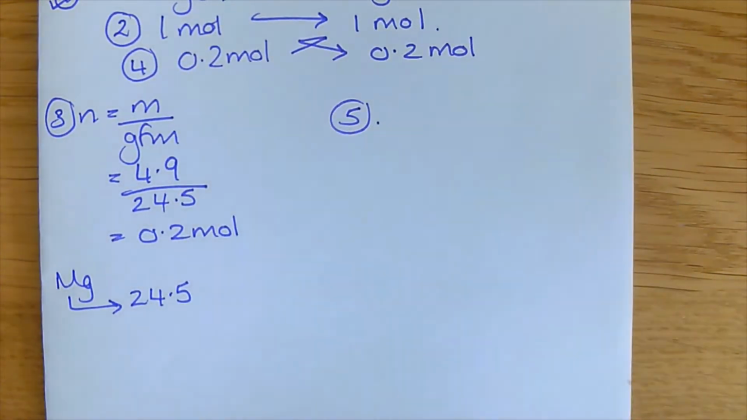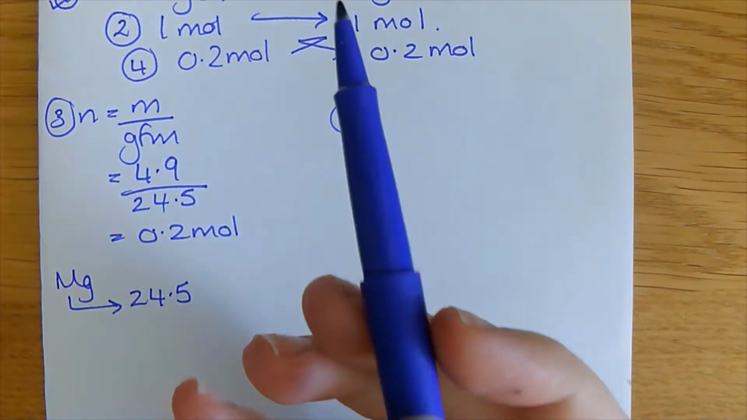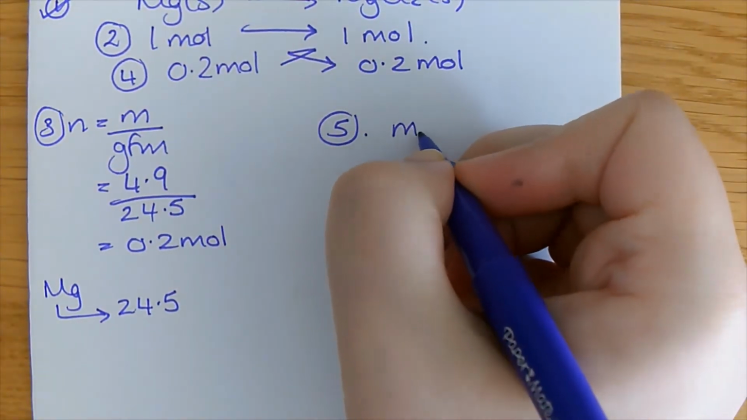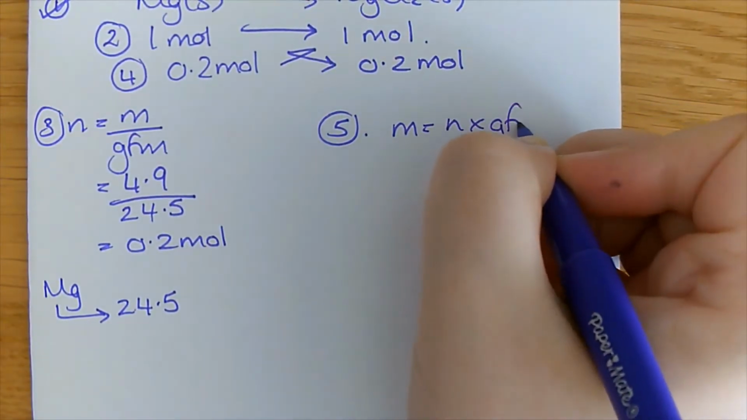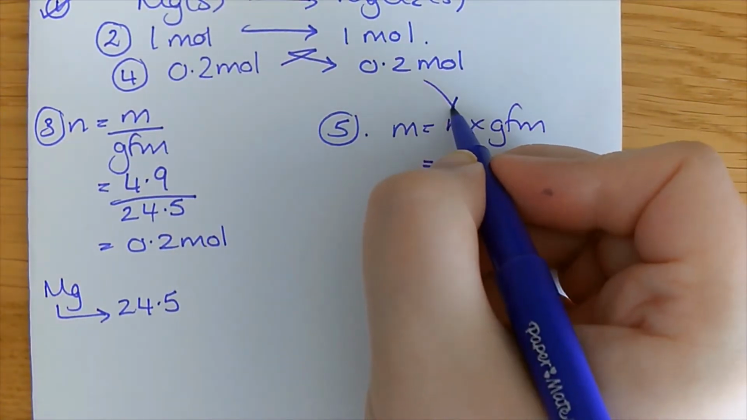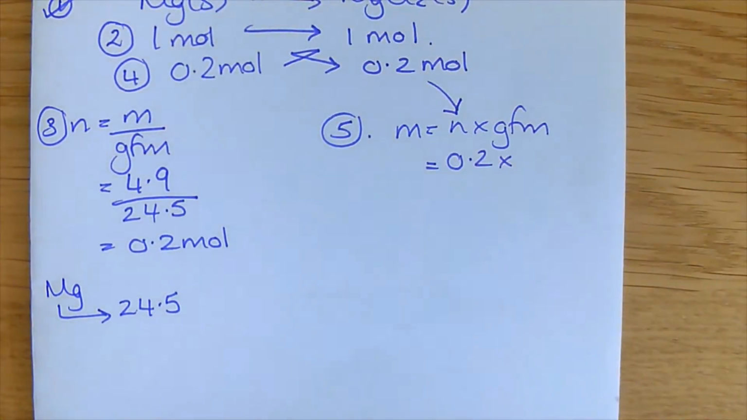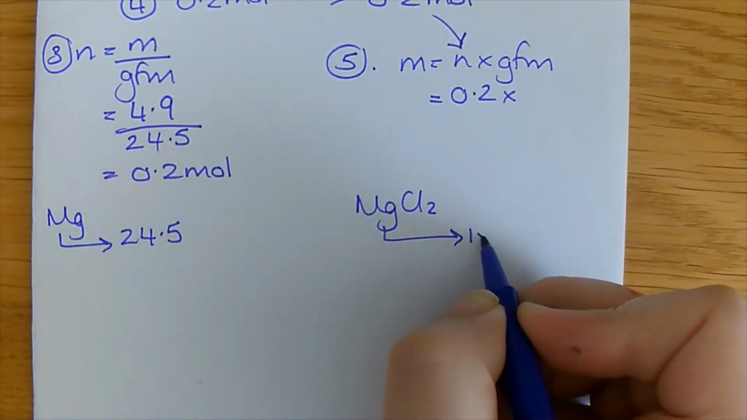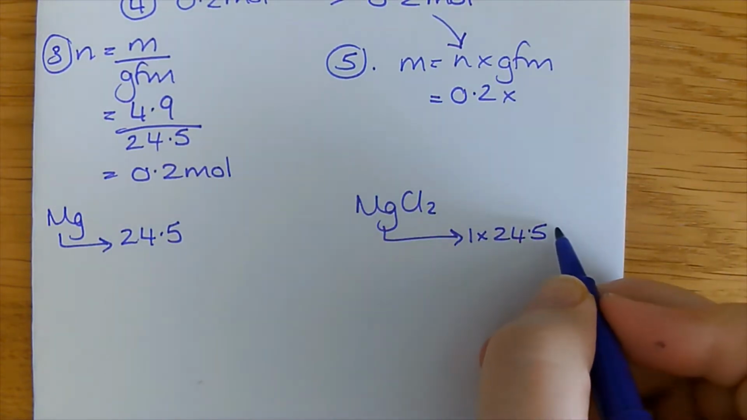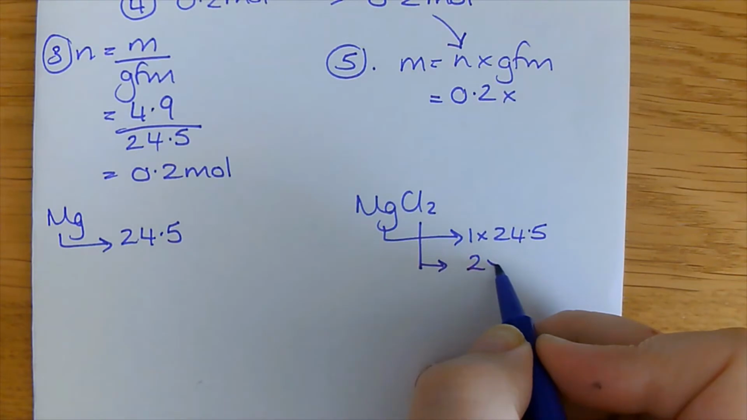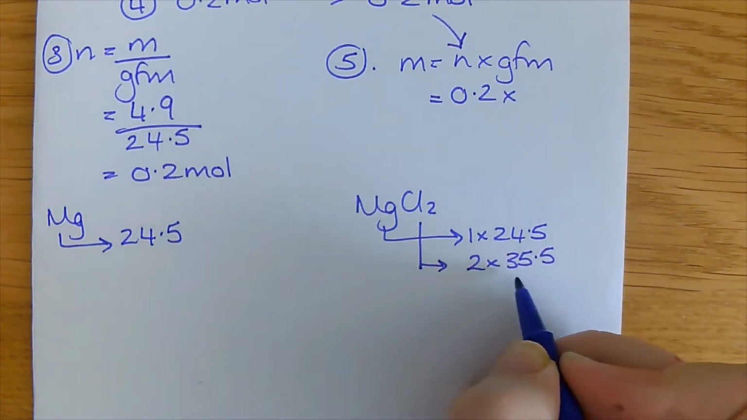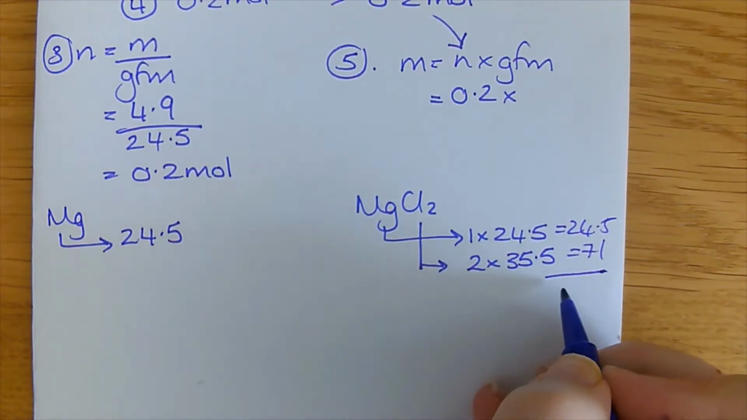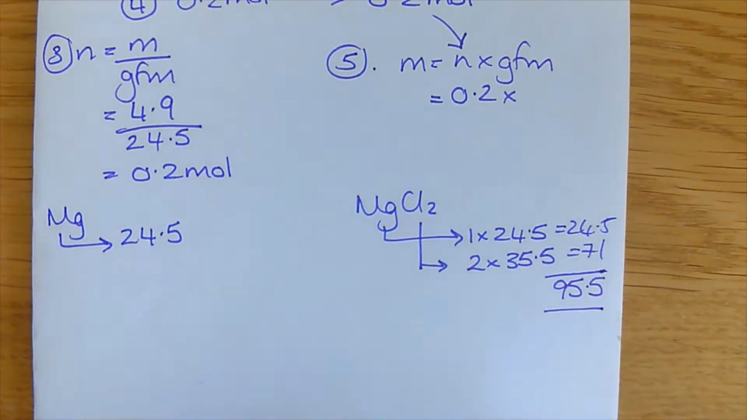For step 5, we have to calculate what the question's asking us. So this time we're calculating the mass of magnesium chloride. Mass equals the number of moles times the gram formula mass. Our number of moles we can bring down, it's 0.2. And we need to work out our gram formula mass. Now magnesium chloride, we have 1 magnesium with a relative atomic mass of 24.5, and we have 2 chlorines with a relative atomic mass of 35.5.